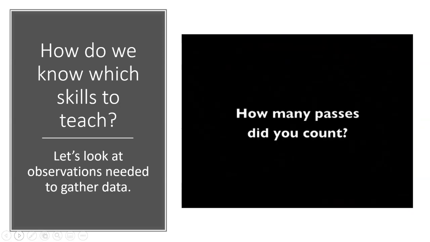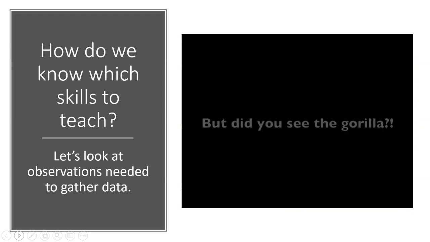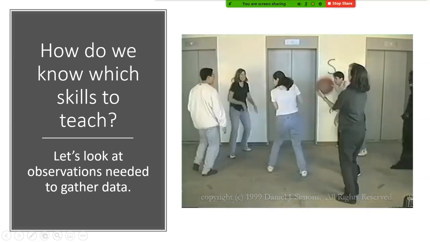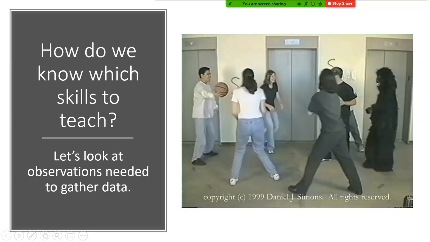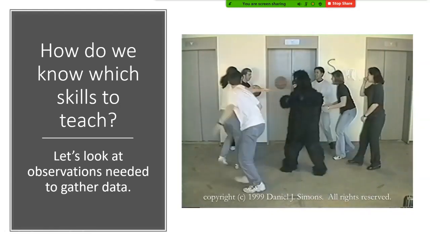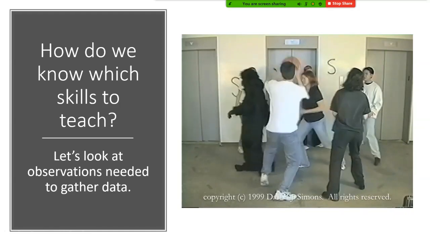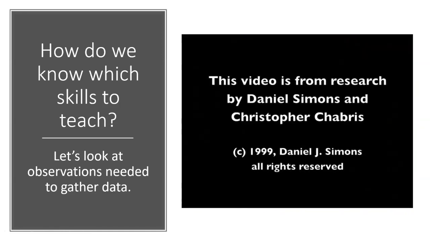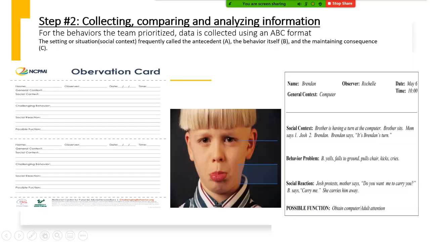How many passes did you count? The correct answer is 15 passes. But did you see the gorilla? This video is from research by Daniel Simons and Christopher Chabris.